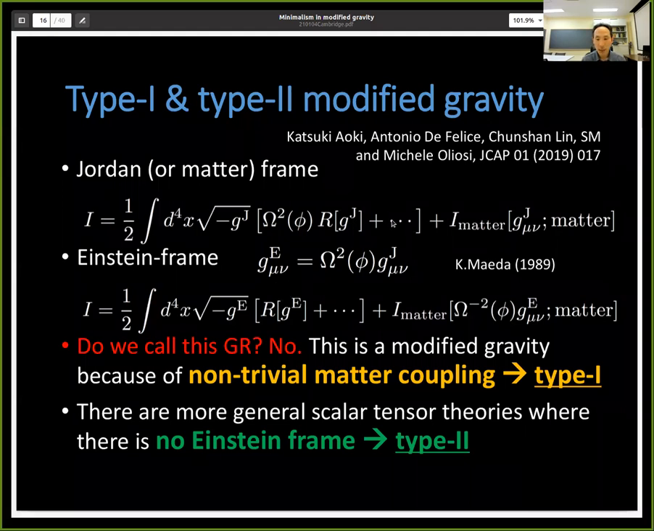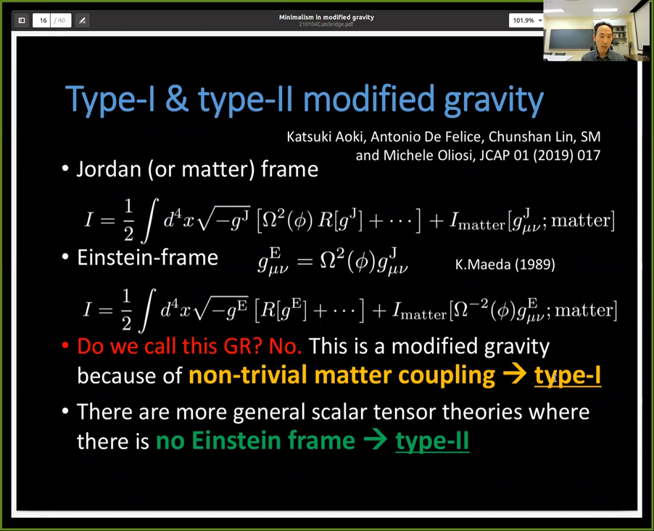By the way, this part includes the kinetic term of the scalar field and so on. So you may call this GR, but it's not, because the matter action is modified in this frame. Matter couples to this combination, which is written in terms of the metric and the scalar field. So when matter is excited, both the scalar field and the metric are excited, and they propagate. Then this combination is probed by matter in different places. In this way, gravity is modified. So this is indeed a modified gravity, and it is actually equivalent to this, because of the non-trivial matter coupling. Let's call this type of modified gravity type one.